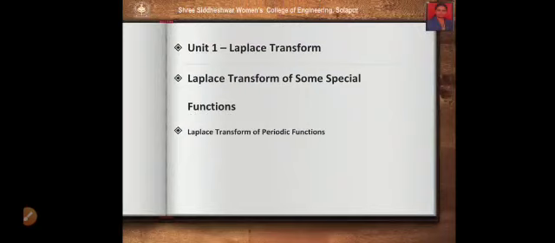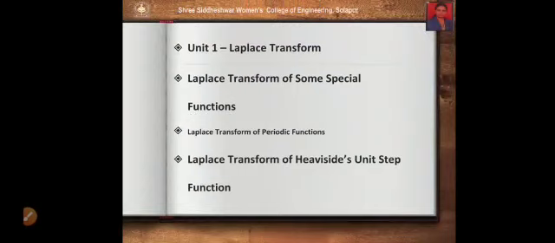And in the last lecture we have started the next special function, that is the Laplace transform of Heaviside unit step function. In the last lecture we have seen what is the Heaviside unit step function and how we can express the given function of t defined in two different intervals in the form of Heaviside's unit step function form. Okay, now we will see how to find the Laplace transform of Heaviside's unit step function. So first we have to see the formulae to find the Laplace transform of Heaviside unit step function.